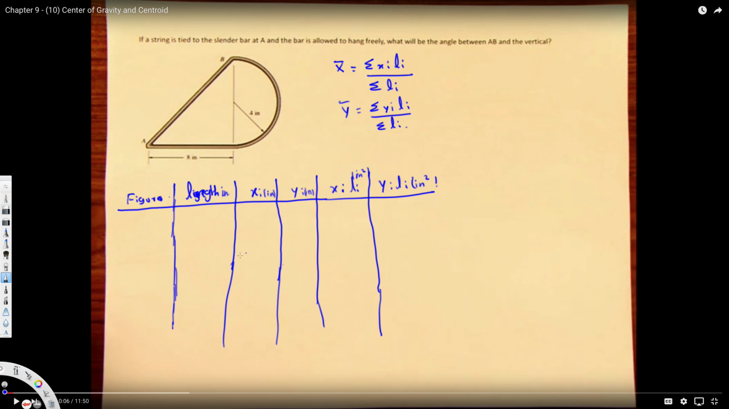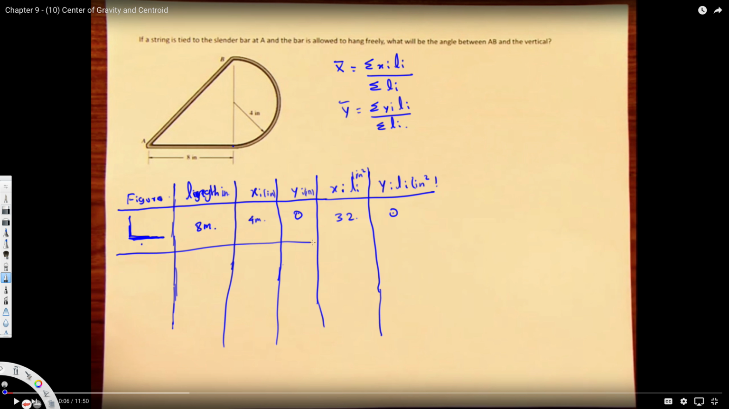So let's put in all the values for all the figures. I'm taking the bottom part first, so this line. I'm taking it until this point right here. This is 8, so the length is 8 right here. Xi is going to be exactly the middle of this line, so it's going to be 4. Since this line has no height, yi is 0. If I multiply 8 and 4, it's going to be 32. And if I multiply y and length, there's no y, therefore this is going to be 0.